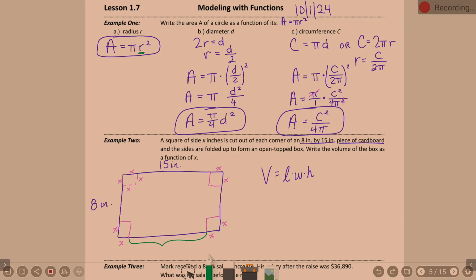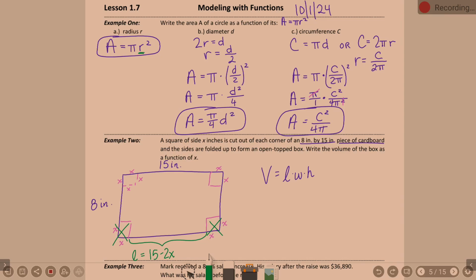Okay, the idea is up top, end to end is 15. I'm going to take out this corner, this corner is going to be gone, and I'm going to take out this corner. They're going to be gone. What remains here for the length? It's the 15, take away the 2x. So my length is going to be 15 minus 2x.